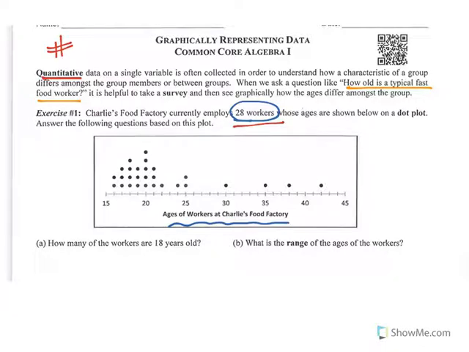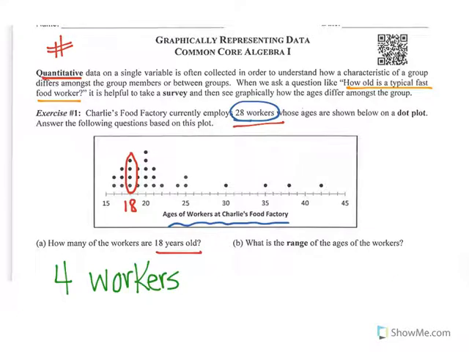Now when we look, it says how many of the workers are 18 years old. So when you go to your number line, find 18 and count how many dots are at that 18 slot. And that should be 4. So there are 4 workers that are 18 years old working at Charlie's Food Factory.